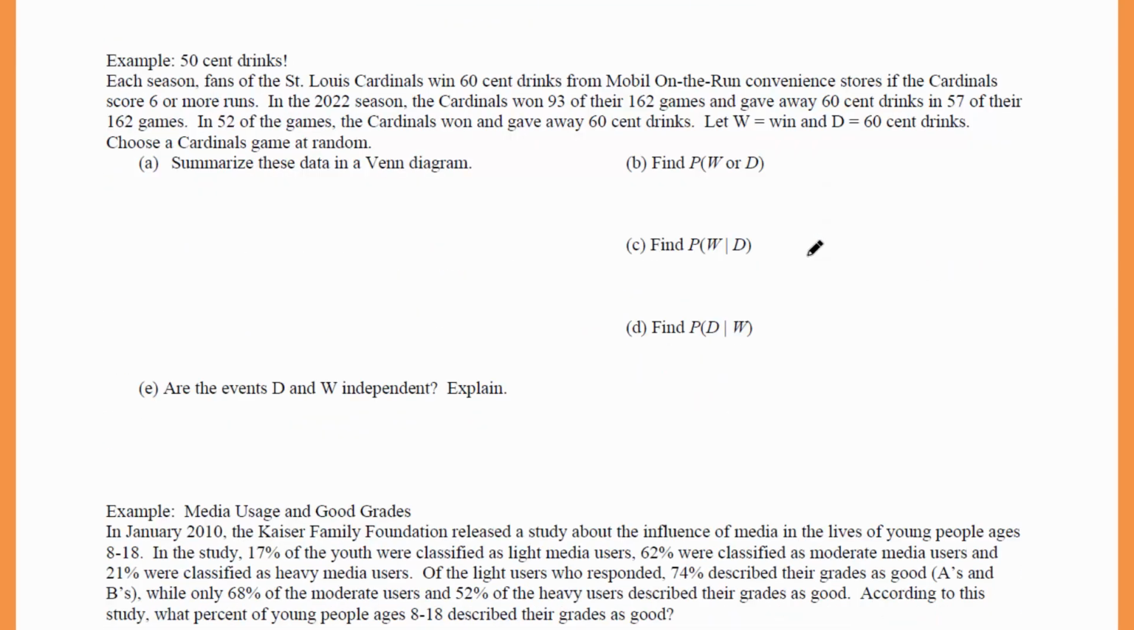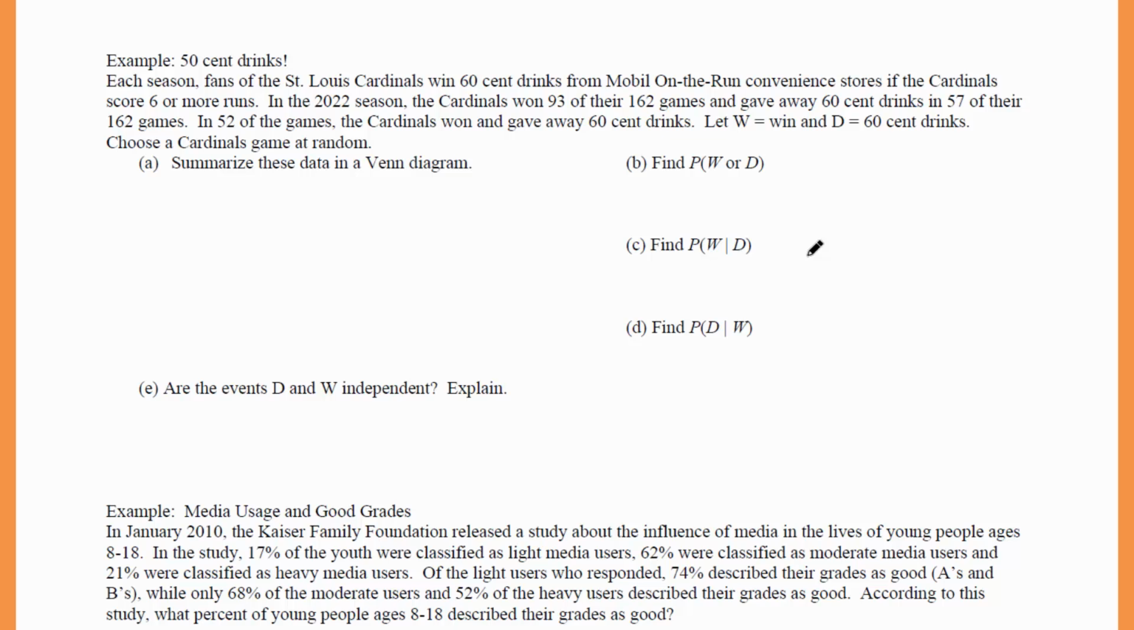Next example. Each season, fans of the St. Louis Cardinals win 60-cent drinks from mobile on-the-run convenience stores if the Cardinals score 6 or more runs. In the 2022 season, the Cardinals won 93 of their 162 games and gave away 60-cent drinks in 57 of their 162 games. In 52 of the games, the Cardinals won and gave away 60-cent drinks.